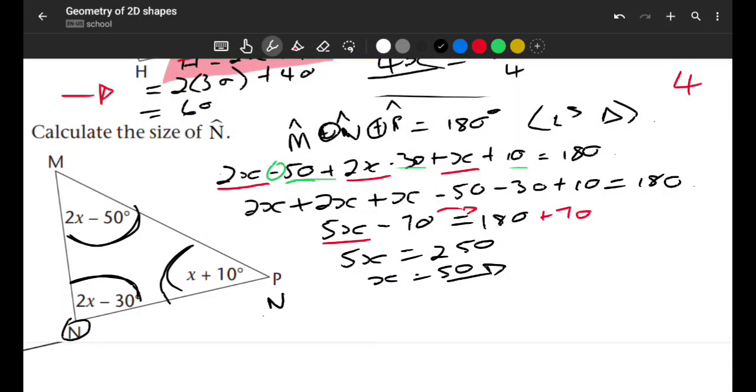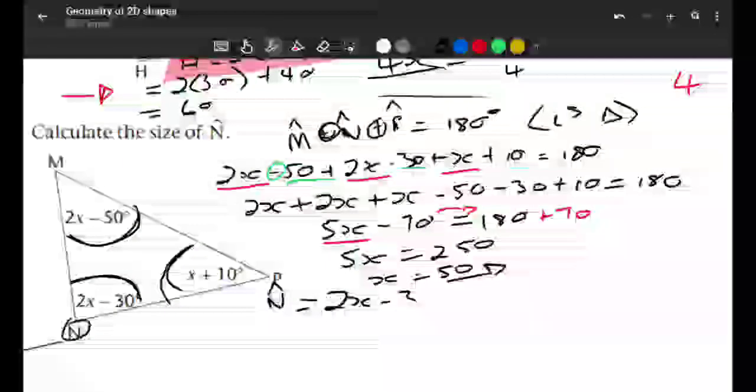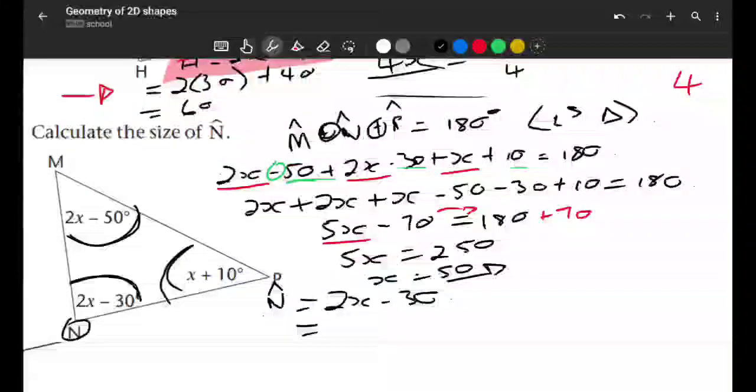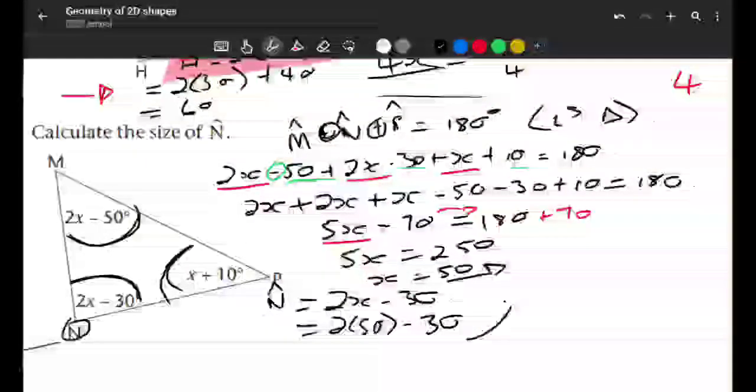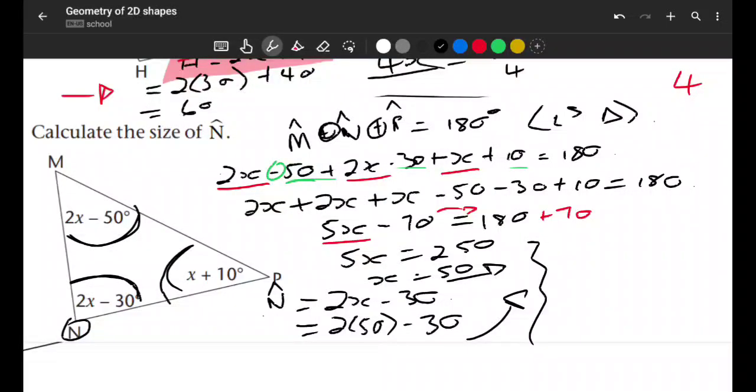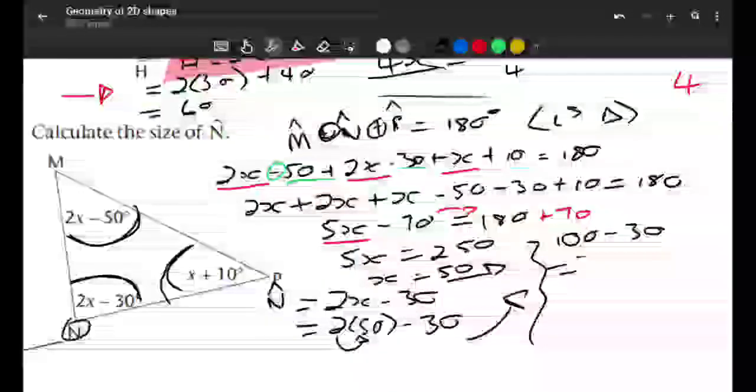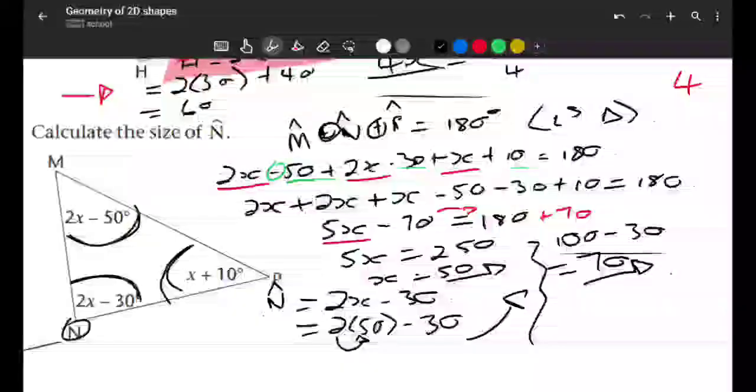Now we say angle N is equal to 2x minus 30. We know that x is equal to 50, so we say 2 multiplied by 50 minus 30. 2 times 50 minus 30. Remember, if you have something in brackets, you have to multiply it inside the brackets. So you're going to have 100 minus 30, and your answer is going to be 70. Angle N is 70 degrees.